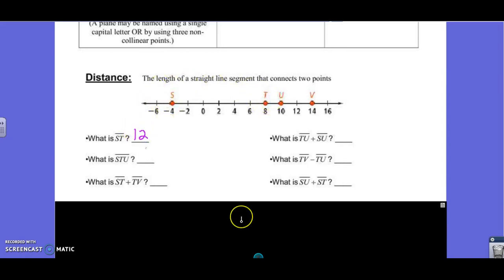But that's all we're talking about with distance. So you'll see number lines. You'll see us talking about distance on an XY axis a lot later on this year. So that's what it means when it's looking for distance.